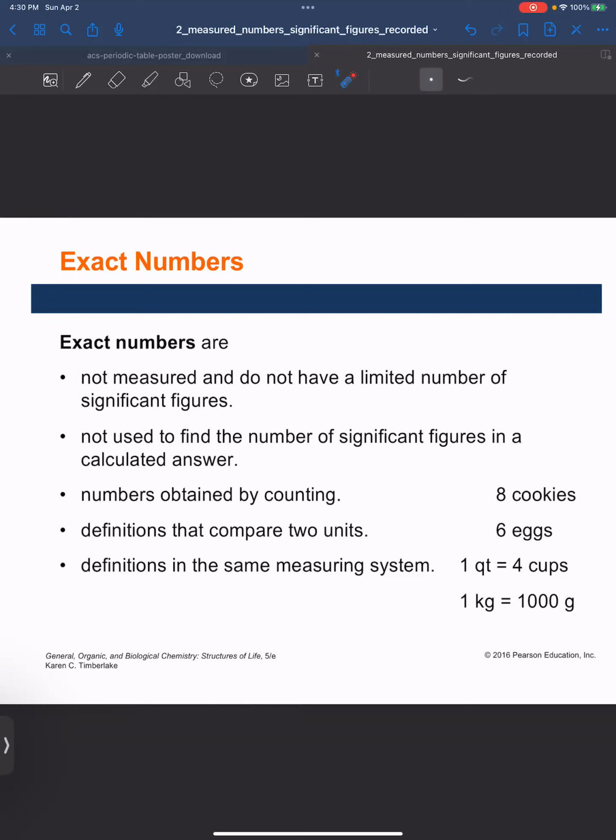Exact numbers are also definitions that compare two units. So for example, there are 4 cups in 1 quart. Those are exact numbers. And exact numbers could be definitions in the same measuring system. For example, 1,000 grams in 1 kilogram. This is the metric system here, and these are considered exact numbers. So we do not take into account exact numbers when we determine the number of significant figures in a calculated answer.